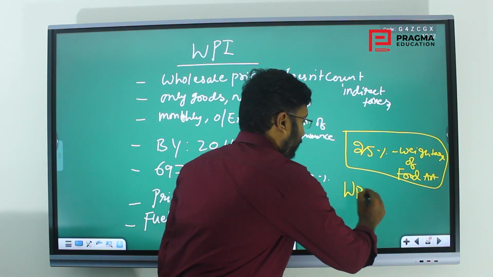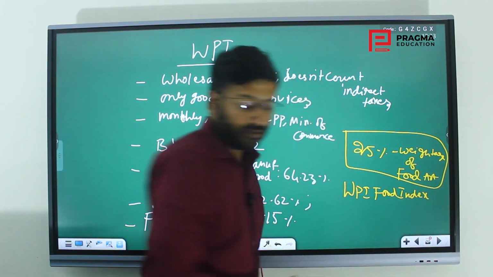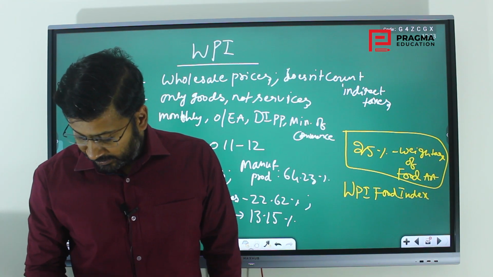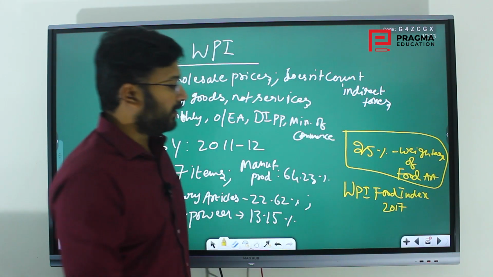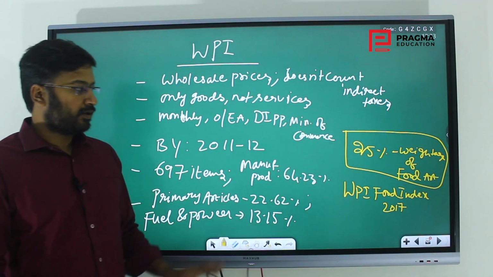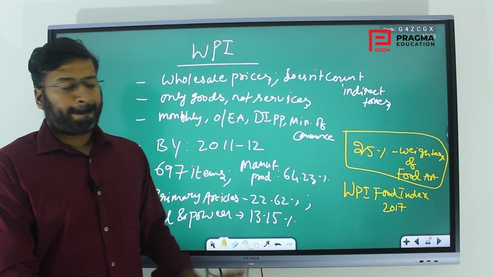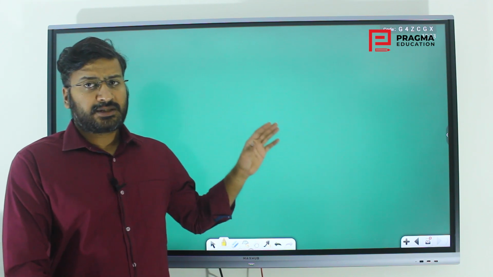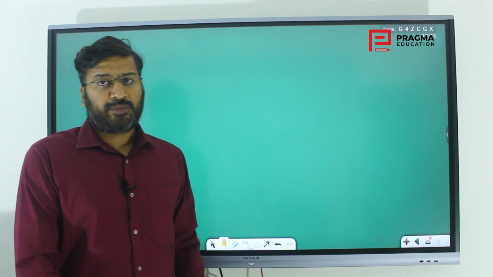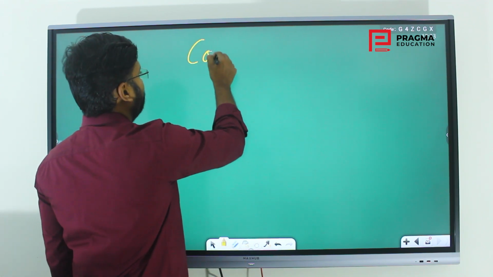WPI food index is separately being produced since 2017, I guess. Yeah, it was launched in 2017. Only food articles were taken, but it is not the whole, or it is not the total picture. It is WPI, the wholesale price index, that gives the snapshot from the supply side. If there are any increases in the prices, they will be captured in WPI first. Later they will translate into the CPI. How, we will see.